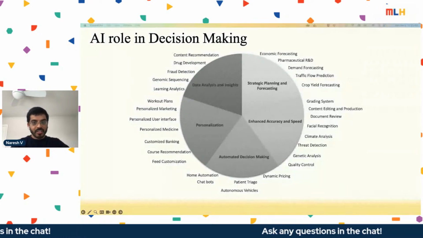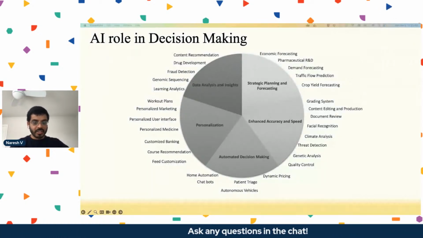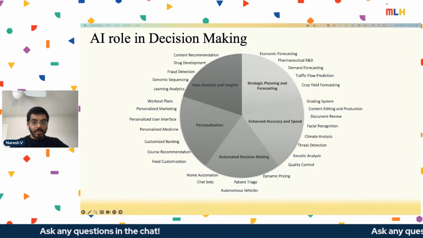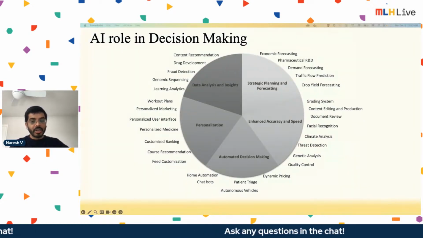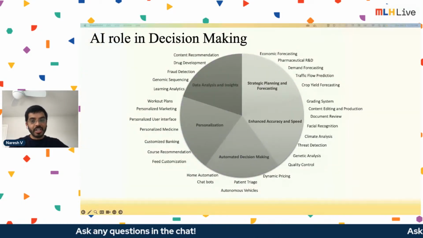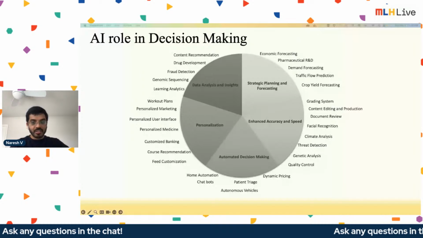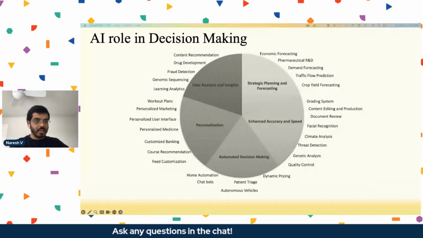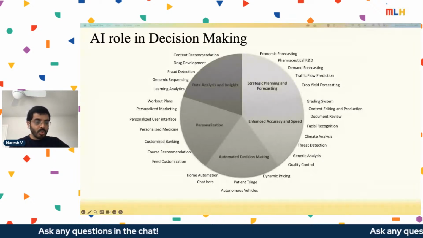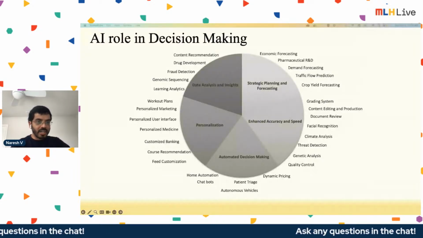And the final one is strategic planning and forecasting. It includes long term planning and scenario analysis. Long term planning is where AI aids strategic business decisions by forecasting market trends, consumer behaviors, or technology advancements. And scenario analysis is where AI models different scenarios, which helps leaders make decisions on future strategies. The closest example I can think of is demand forecasting.